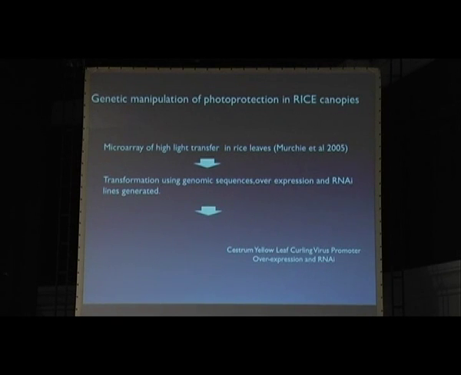So we were fortunate to have a collaboration with Syngenta, who made some transformants for us using the genomic sequences that were identified from the microarray experiment, and they generated overexpression and RNA interference lines for us. We chose 3 genes: PSBS, beta-carotene hydroxylase, and PGR5, which regulates the rate of cyclic electron flow around photosystem 1.